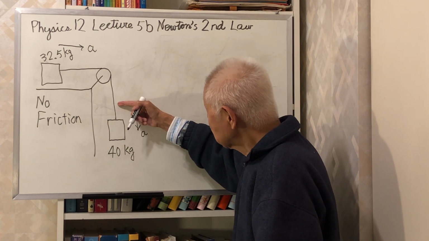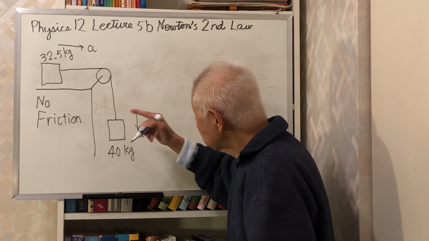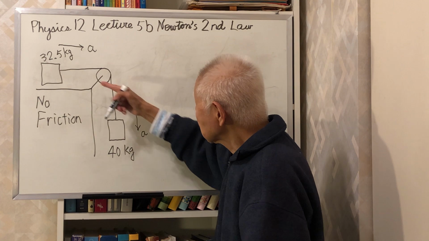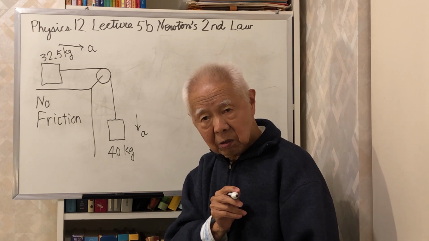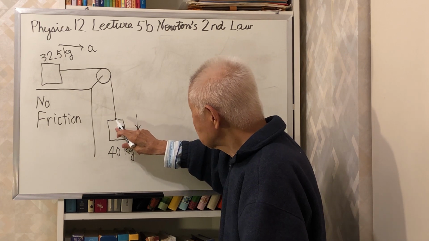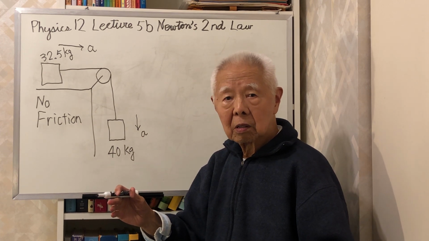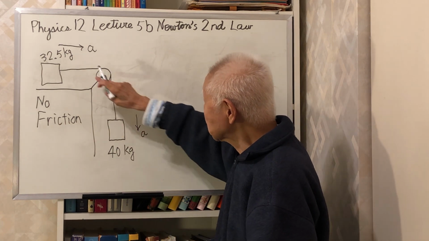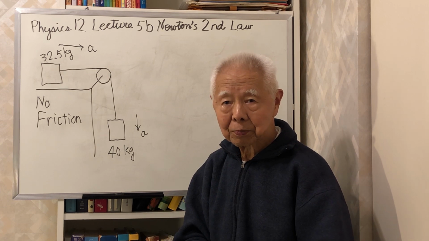But how about the tension? The tension here is pulling up. The tension tends to move this up. However, you look at this. The tension here, they are internal forces. When I say internal, I am talking about the combination of this box and this box. These two boxes together. Consider them together. Therefore, the tension here is internal force. It's not external force.